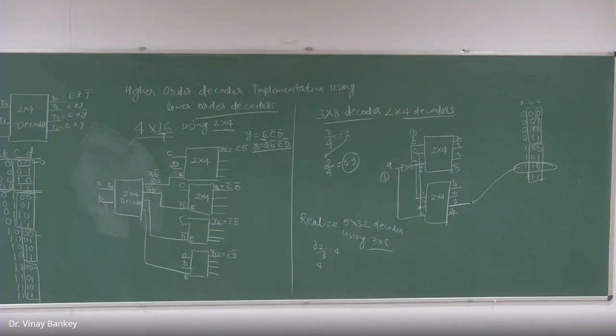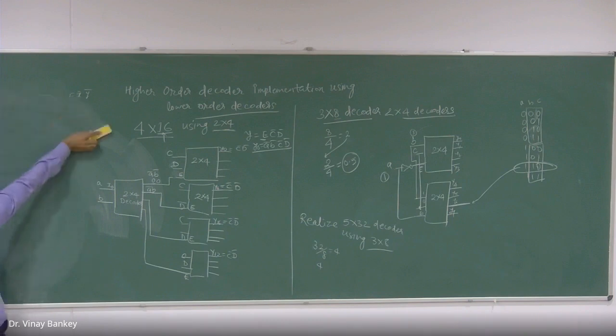Okay, now. So this way we implement the higher order decoder using the lower order decoders.